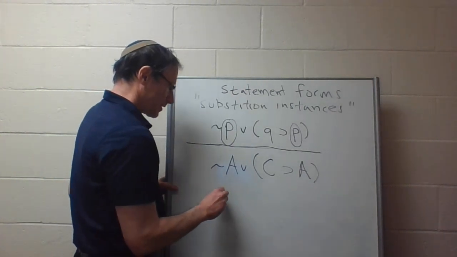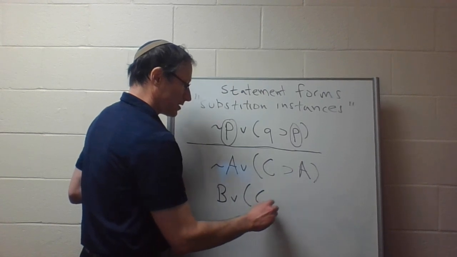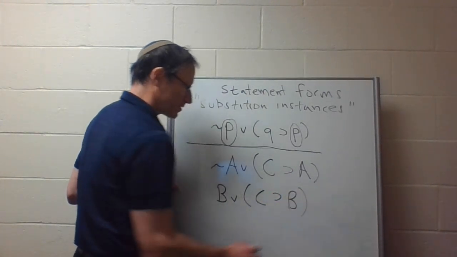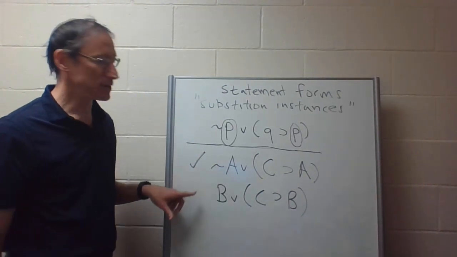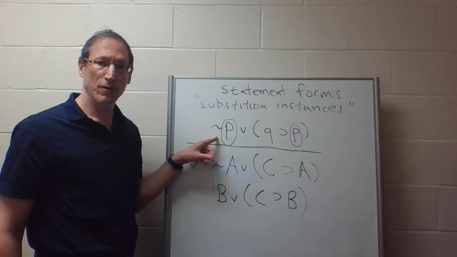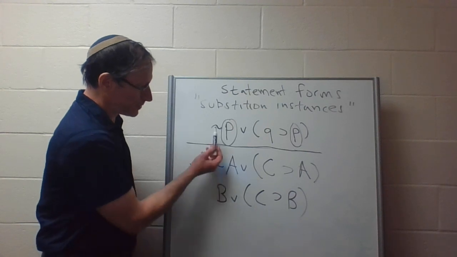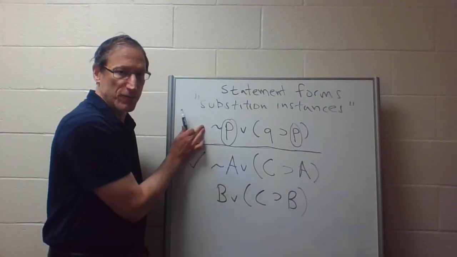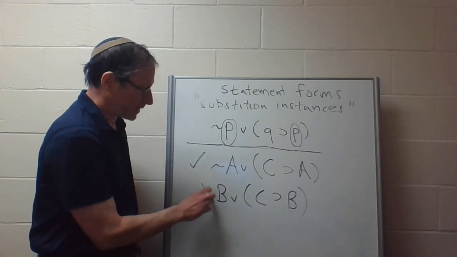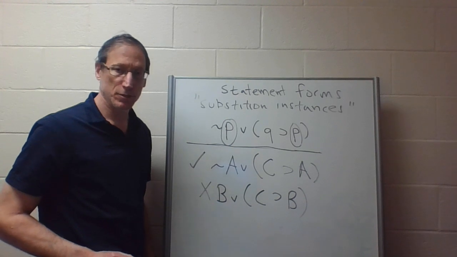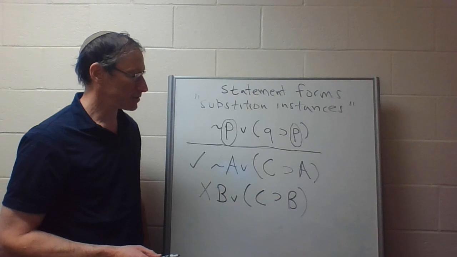If I had something like B wedge C horseshoe B, the top one is good, but would this be a good substitution instance of this statement form? No, because there's got to be a tilde here. The tilde here is part of the form. And so there's no tilde here, so this would be a bad, or incorrect, substitution instance of that original statement form.